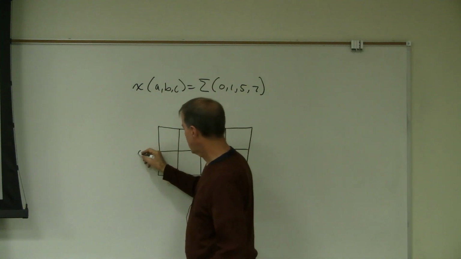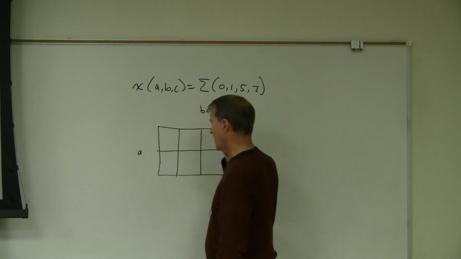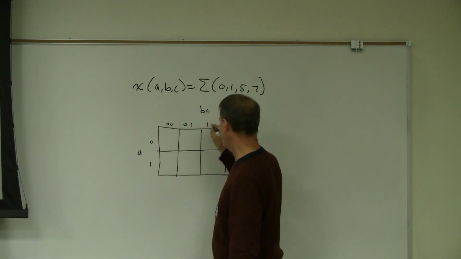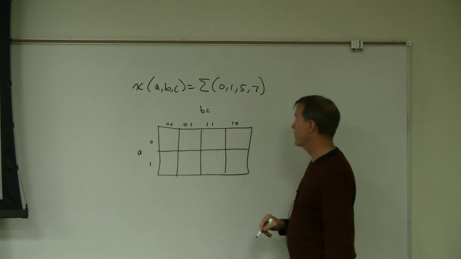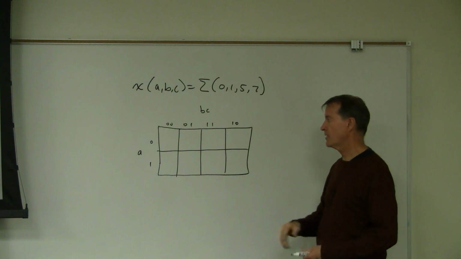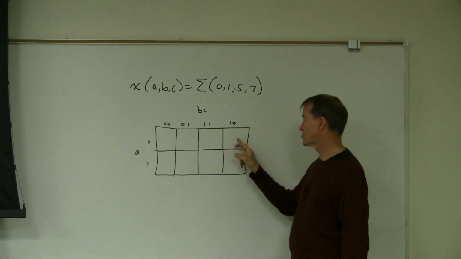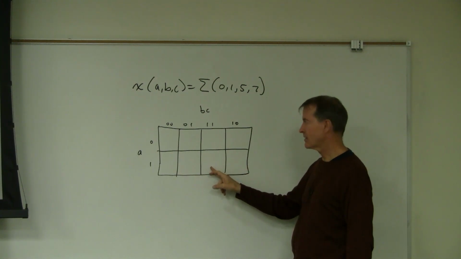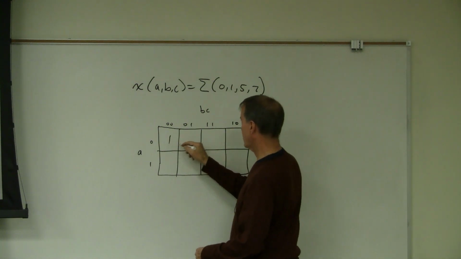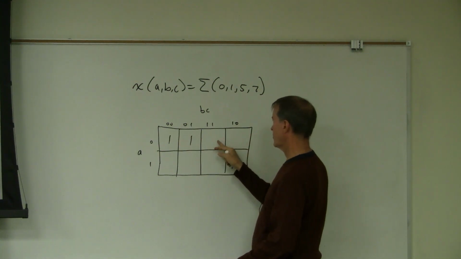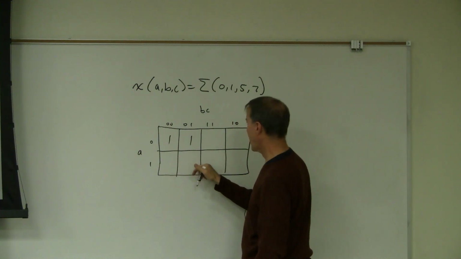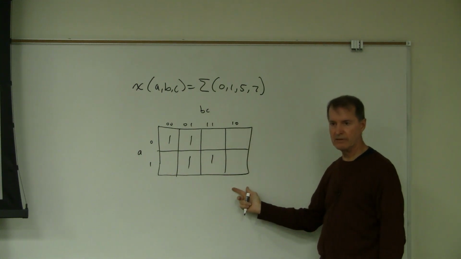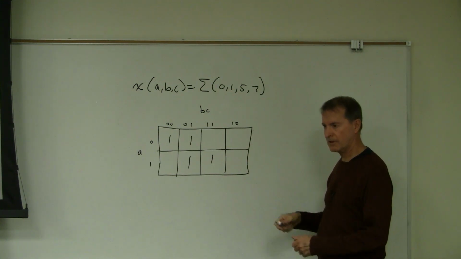So this is A, this is BC, and so this is 0, 1, 0, 0, 0, 1, 1, 1, 1, 0. And now how does this numbering go? It's 0, 1, 2, 3, 4, 5, 6, 7. Right? So where do the 1s go? 0, 1, 2, 3, 4, 5, 6, 7. Is this what you got? That's what you should have gotten.